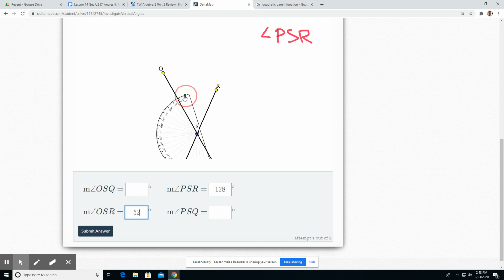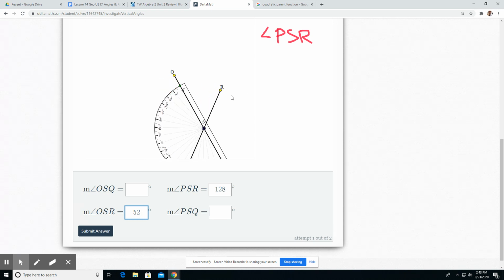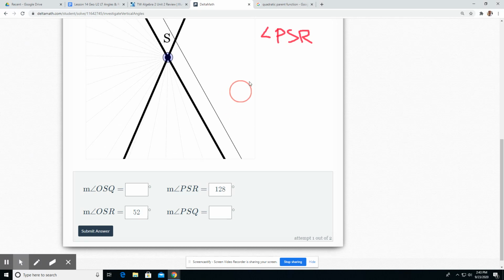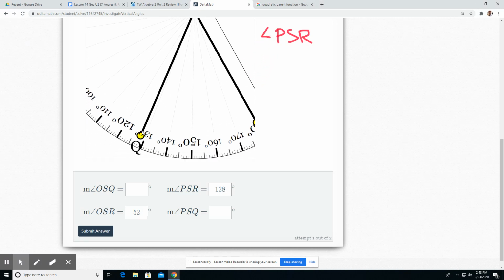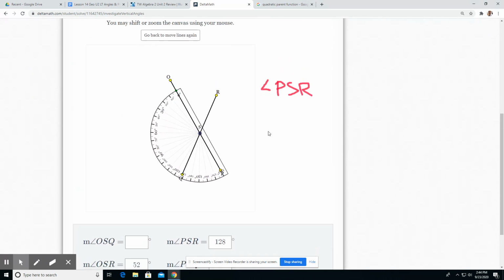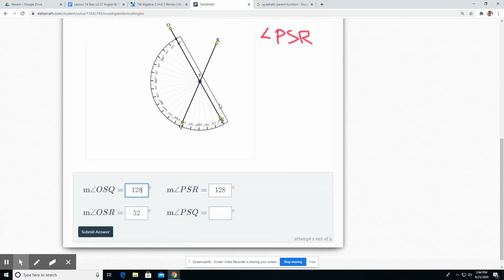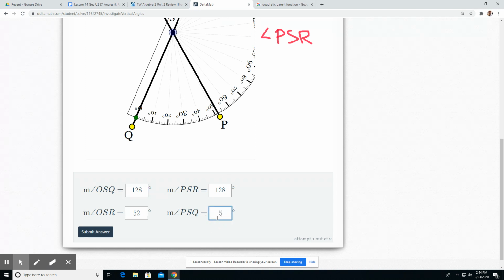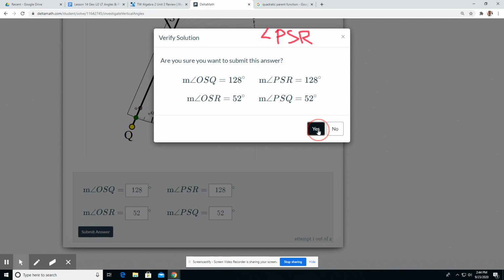Like I said, doing it in order. Now I'm on this one here. OSQ should be 128. And there it is. It's 128. It's kind of hard to see it, but it is. That's where it's at, 128. OSQ was 128. Like I said, they have to match. And the last one, it should be 52. I'll just go ahead and measure it though. And there it is at 52. Got it.